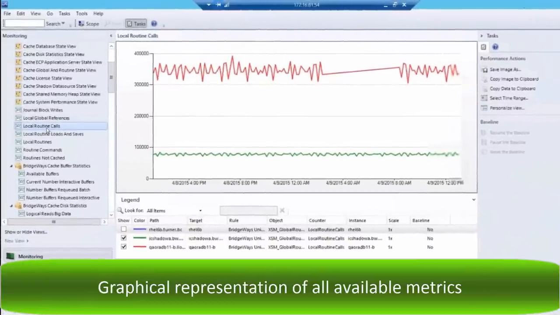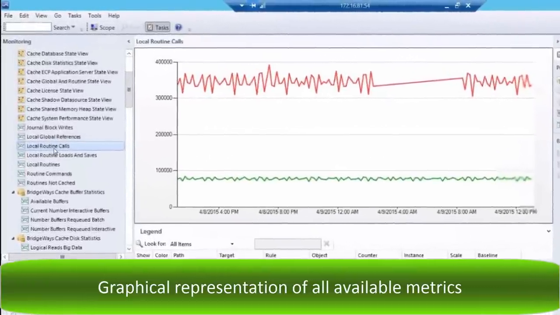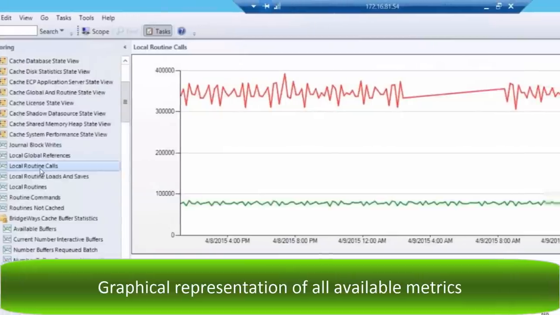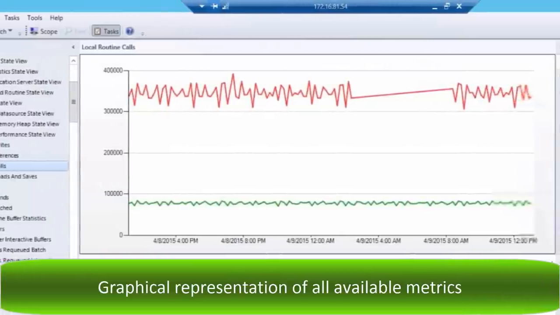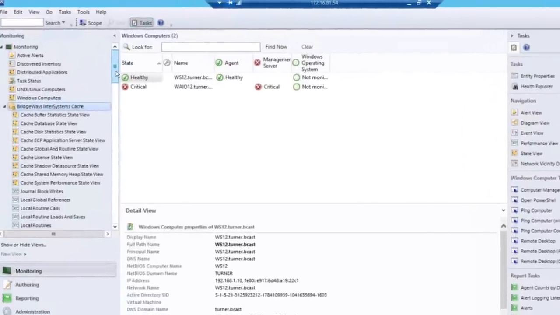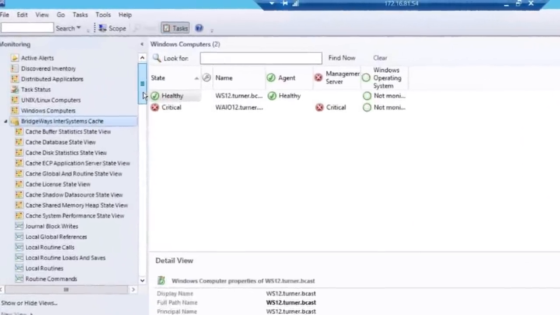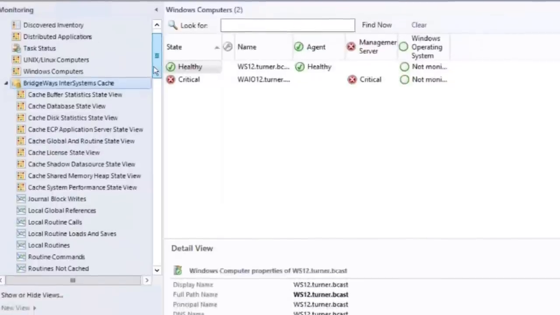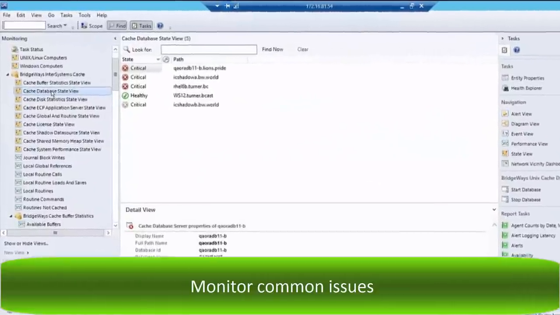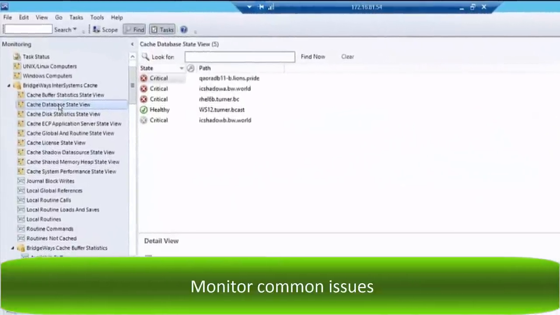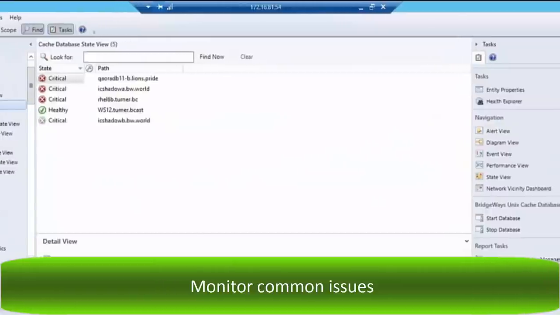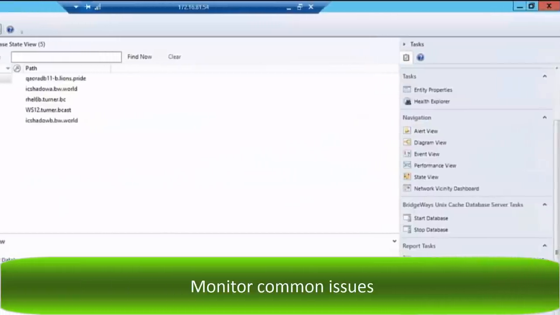Our InterSystems Cache Management Pack discovers and monitors all available performance metrics such as licensing information, globals and routine statistics, disk and buffer statistics, and ECP statistics. Like other SCOM management packs, we provide high-level dashboards with the ability to drill down and analyze activity over time. And you can easily monitor for common issues such as CPU utilization, memory consumption, licensing, database performance, and database availability.